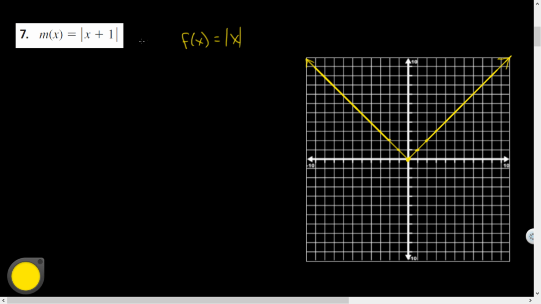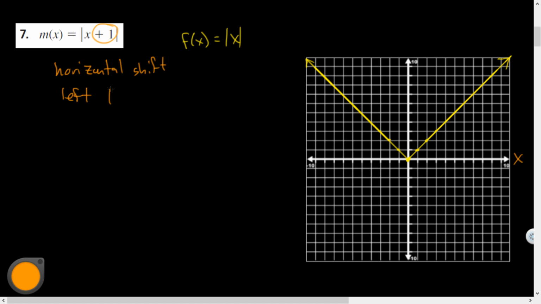So let's see. That's my parent function. Now I'm adding 1 to the inputs, on the inside of the absolute value. Adding 1 is going to change the x values. It's going to change the graph horizontally, because that's our horizontal axis, so it's a horizontal shift. Even though I'm adding 1, I would expect it to move to the right. But oh no, it juked me like Madden 2017. It's a shift to the left.